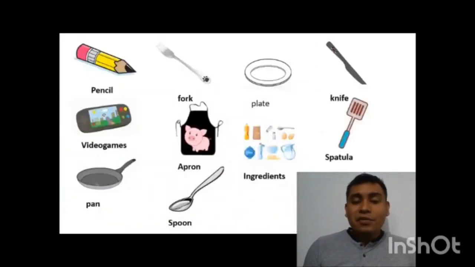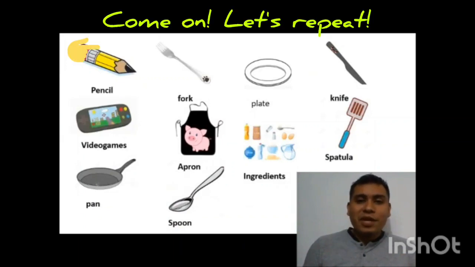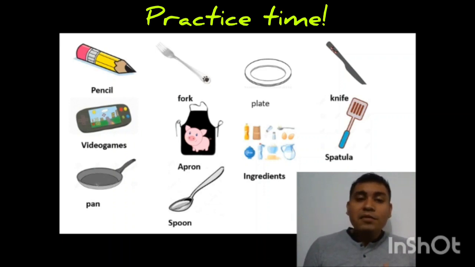Now, I also want to show you some items that we use when we're doing those activities. They are the next ones. We have pencil, video games, pan or fry pan, fork, apron, spoon, plate, ingredients, knife, and spatula. Okay?